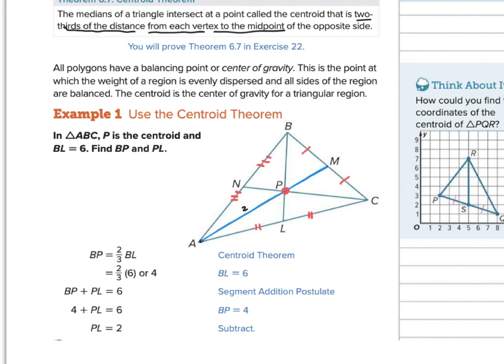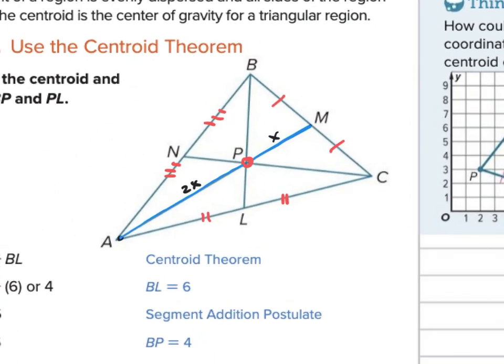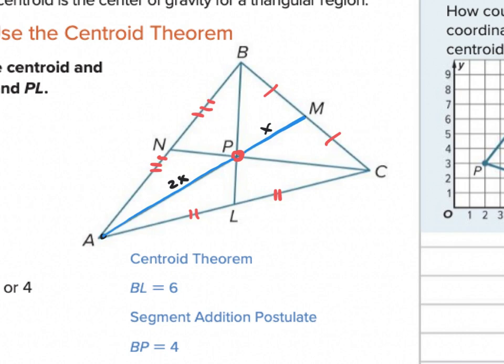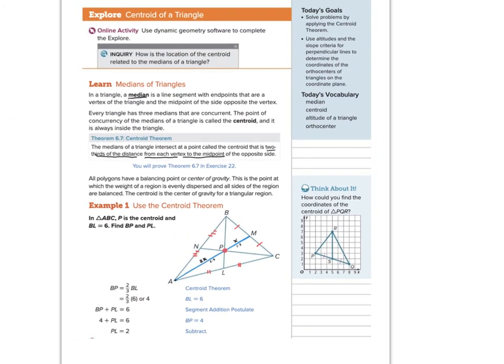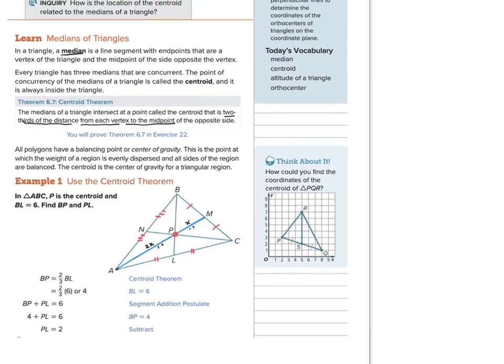This is going to be 2 times this. That's the ratio, or the comparison. Or I could say that this is 2/3 and this is 1/3 of the median. So that is where we're talking about using medians and their values.